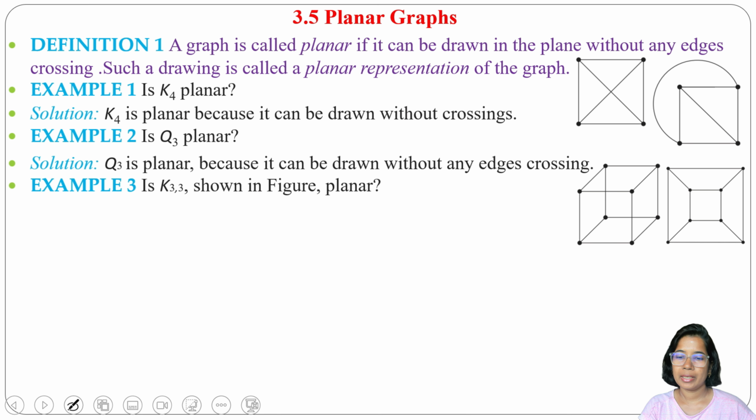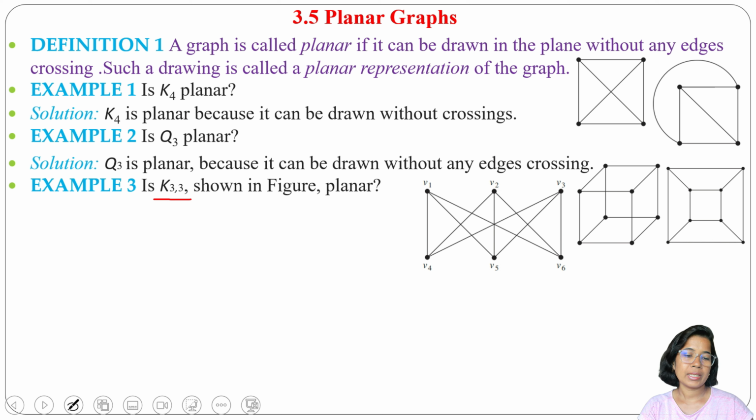Next, example 3: is K3,3 shown in the figure planar? K3,3 means a bipartite graph. One set contains 3 vertices, the other set contains 3 vertices. So this is the diagram: V1, V2, V3 on one side, V4, V5, V6 on the other side. Is it planar? There is no way we can redesign this graph without crossing of edges. Hence this is non-planar. So K3,3 is non-planar.